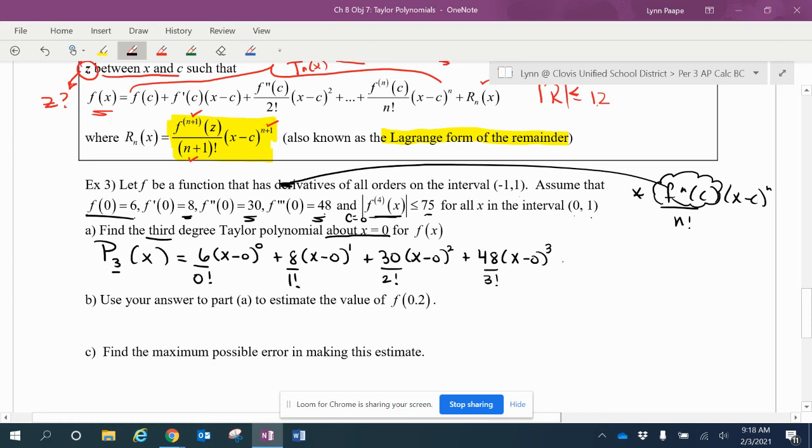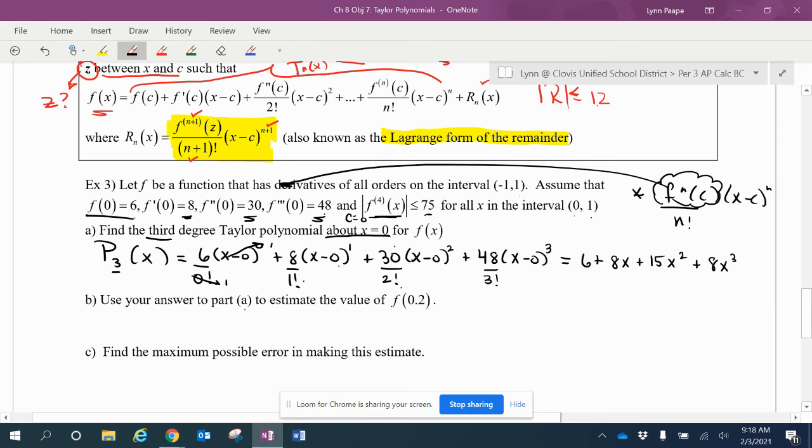And then let's go ahead and simplify that a little bit. So this would be a Maclaurin, right? Because we're centered at 0. So 0 power is equal to 1, 0 factorial is equal to 1. So that would be 6, and then plus 8 divided by 1, which is just 8, and then x minus 0 is x. 30 divided by 2 is 15, and then x minus 0 squared, or x squared. And then 48 divided by 6, which would be 8, and then x cubed. So there would be my Maclaurin or Taylor polynomial, right?